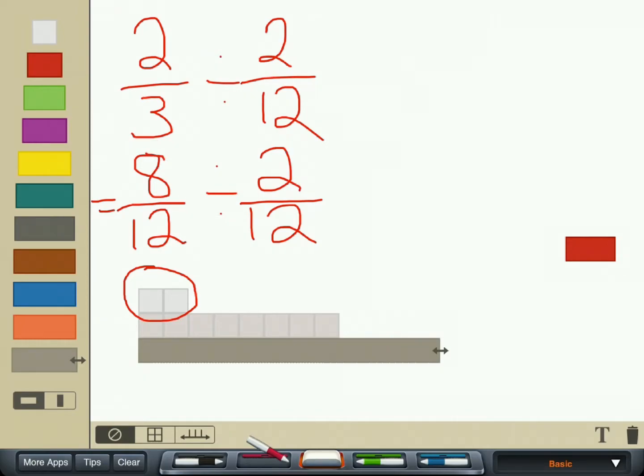So how many times will this group of 2, which is circled here in red, fit into this group of 8/12s down below it? Once, twice, 3 times, 4 times. The answer is going to be 4. Now let's take a look at what's happening with the numbers. My denominators are the same. I'm dealing with the same units, so I just need to figure out how many times 2 of those units will fit into 8 of those units. So the thinking is similar simply to 8 divided by 2.